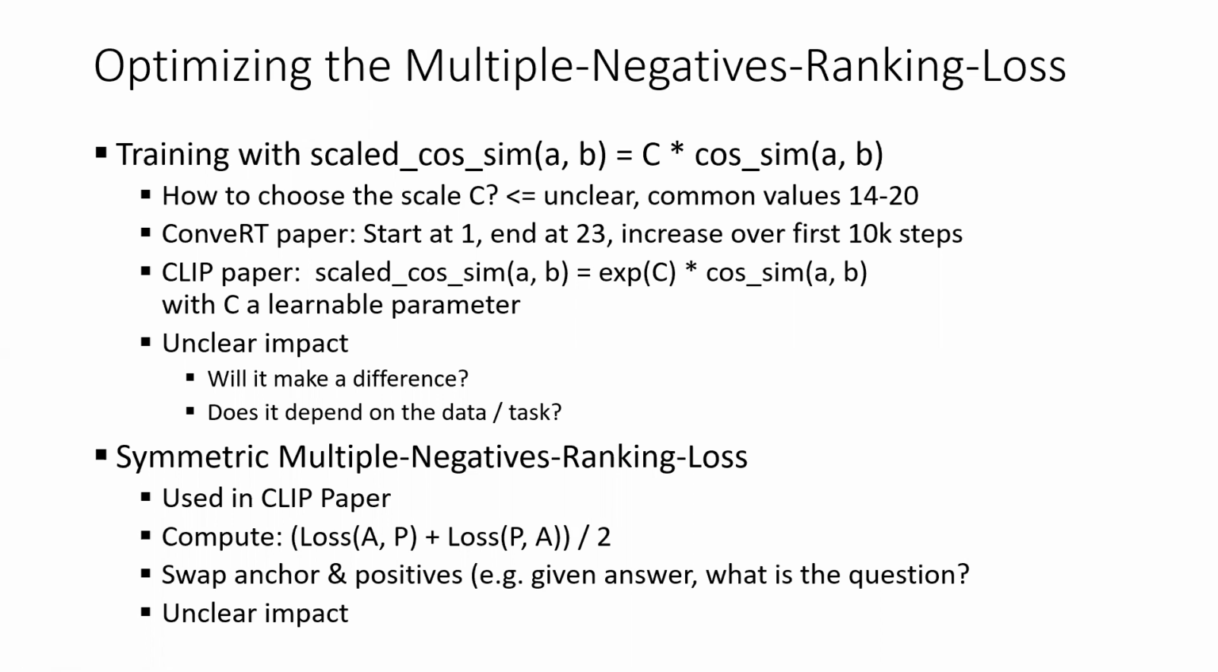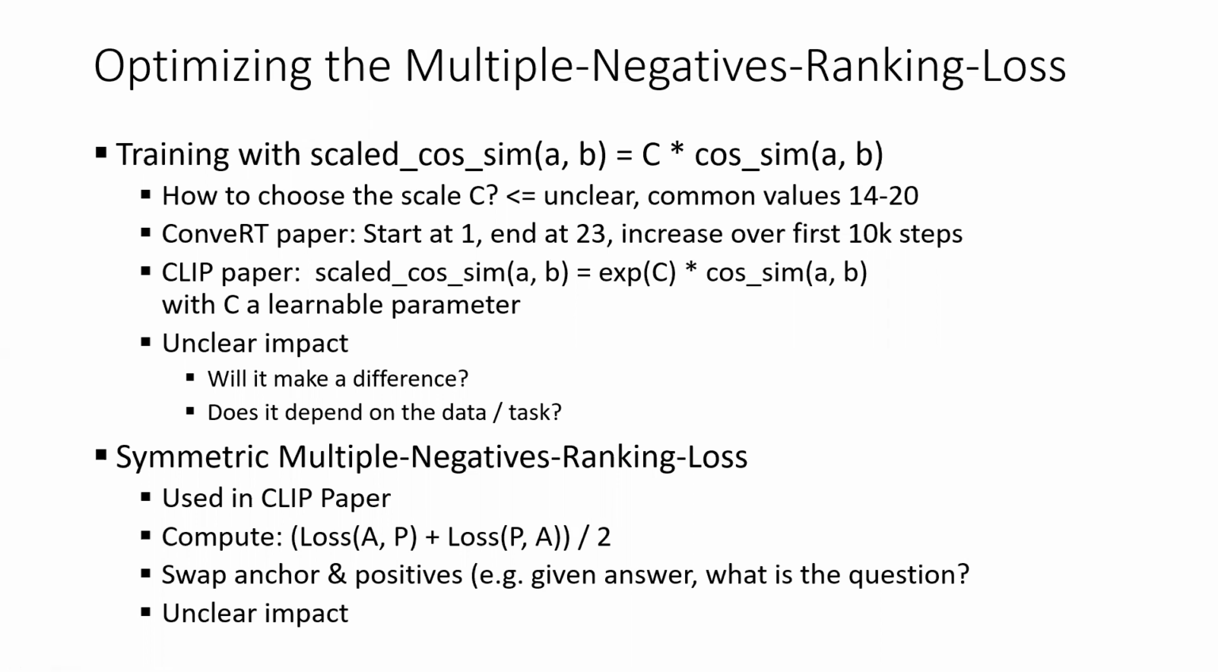But the scaling factor can have a really big impact. If you select scale C equal to 1, it will perform really badly. If you choose a really large scaling factor, it also performs quite badly. In the ConveRT paper from PolyAI, where they trained sentence embedding models specifically for conversational AI on a lot of Reddit data, they increased the scaling while they were training. They start at a scaling factor of 1, and then increase it up to 23 over the first 10K training steps, step by step.